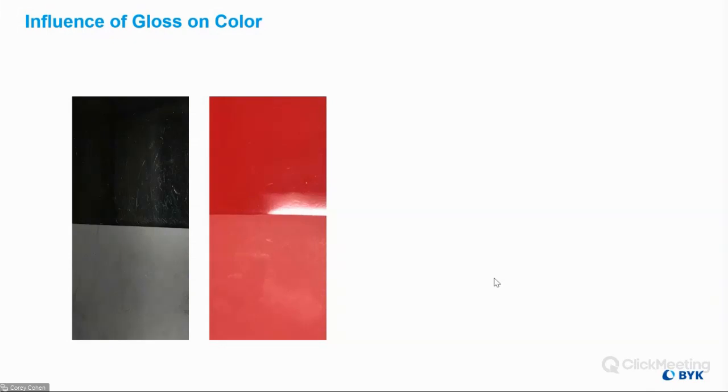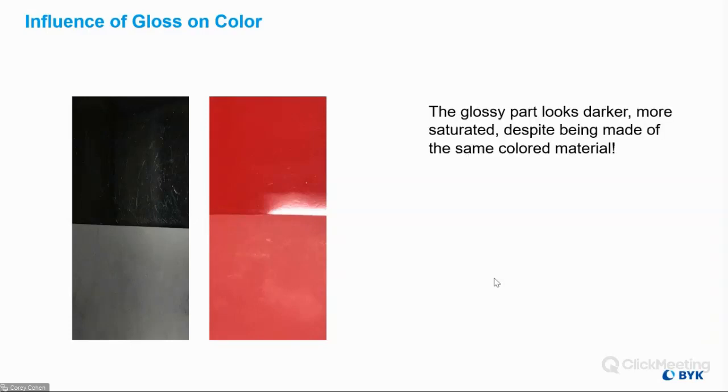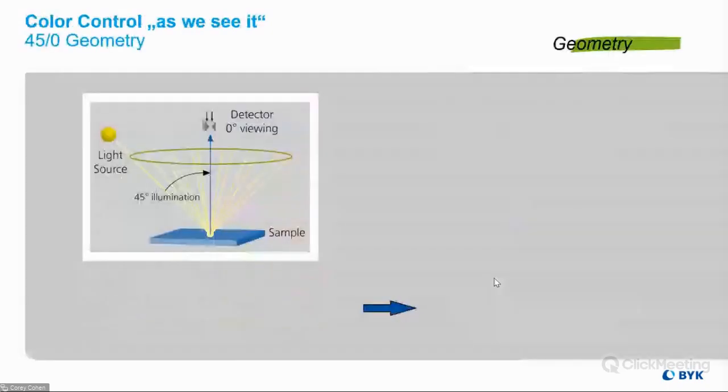And in the case of this red color, which is a chromatic color, remember the black has no chroma, but the red has plenty of chroma. It's a very chromatic color. And not only does the glossy side look darker, it actually does look redder. It looks like it has more chroma. And again, that's only an effect of the gloss. That's not a difference in the pigmentation. So the glossy part looks darker and more saturated despite being made of the same colored material. So both color and gloss influence our visual impression, how we see colors.